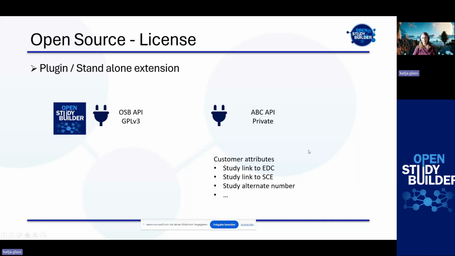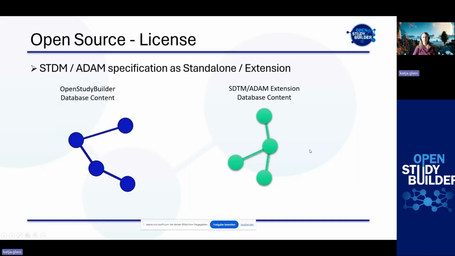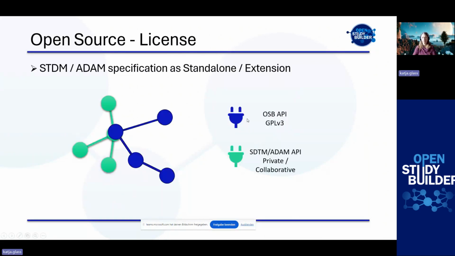The last example I want to come up with is the database itself. So for example, if you're looking into the ADaM and SDTM specifications, we do have the OpenStudyBuilder, which is a graph database, and we might have content like this. And you would have extensions like on the right-hand side. And just by the definition that it's the same, you can just put it all in one database. And then you can have still the OpenStudyBuilder API working with the original data and have extensions, a collaborative or private API, where you get all the other definitions.